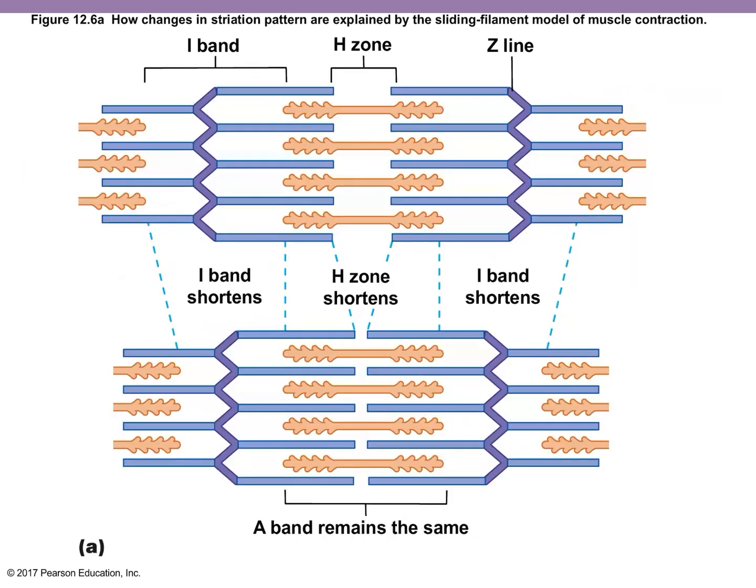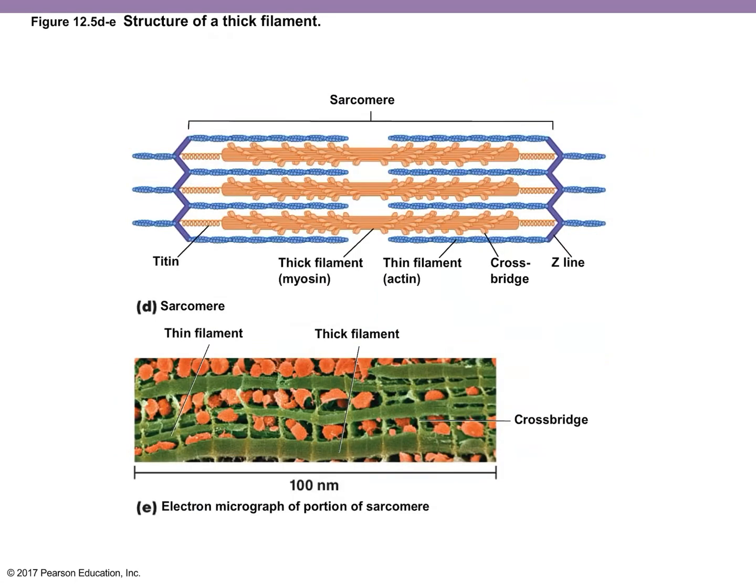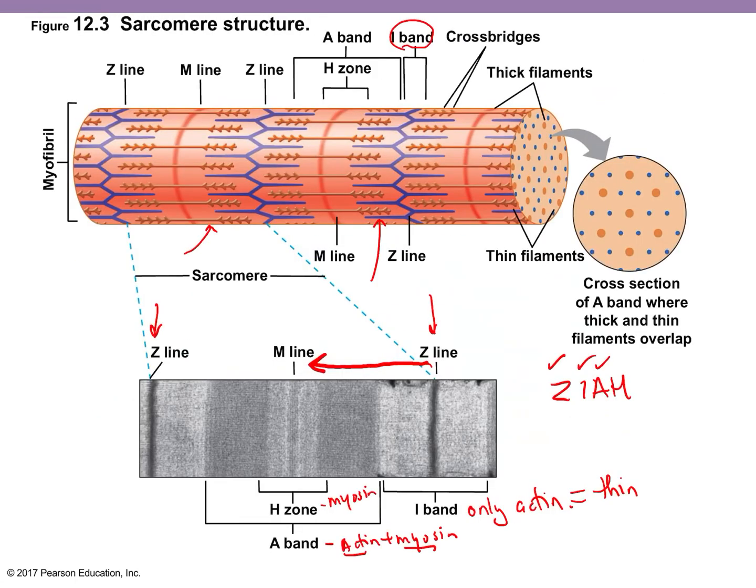So we can look at this picture too, right? So the Z bands come in towards each other. It's not as distinct here, but the I band is going to get shorter, H zone gets shorter, right? We can see that where we just had myosin gets very small here. And the whole sarcomere starts to contract. All right, so let's move back up and talk about our filaments.